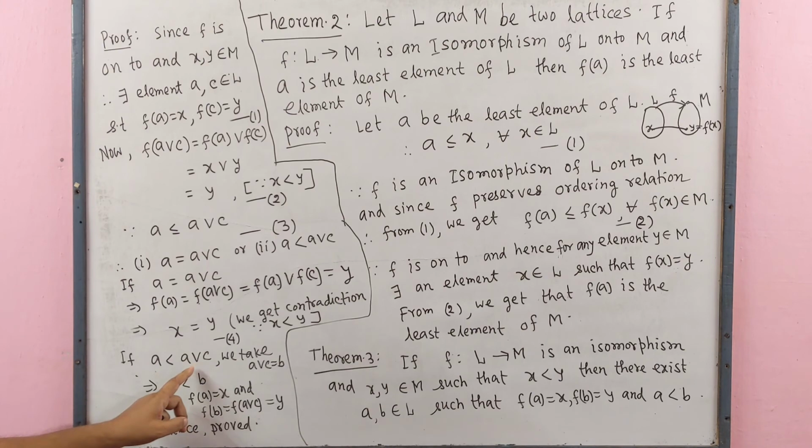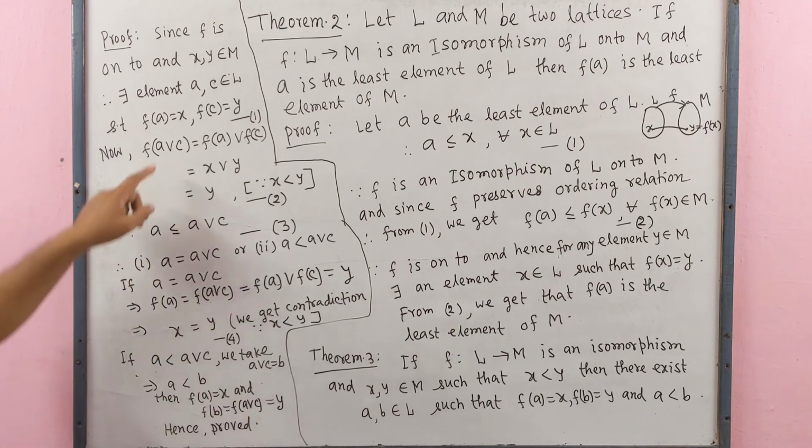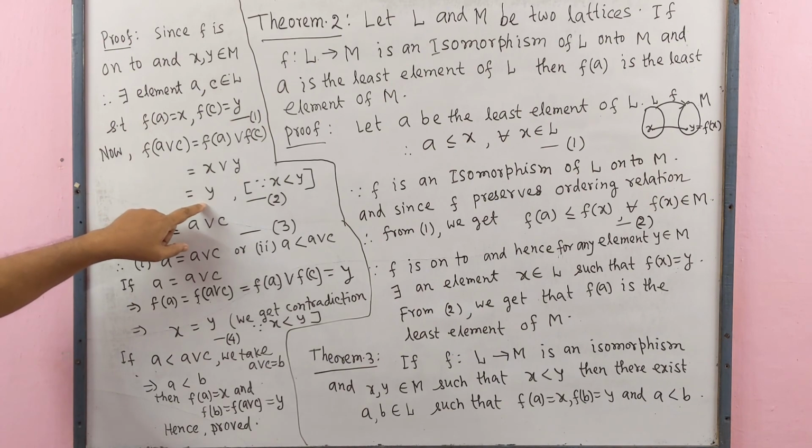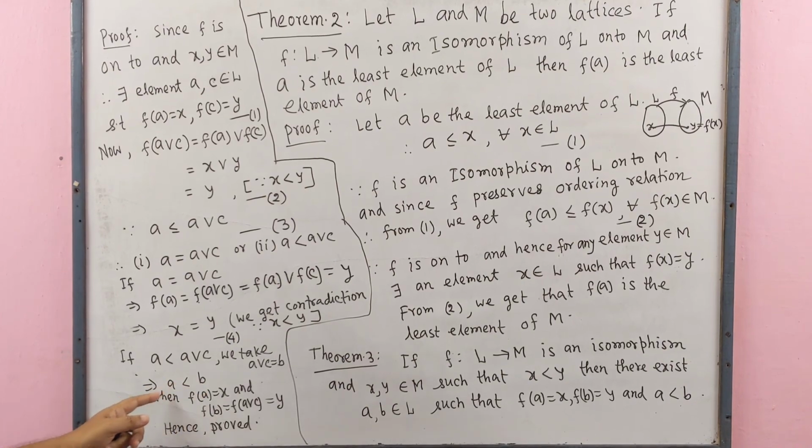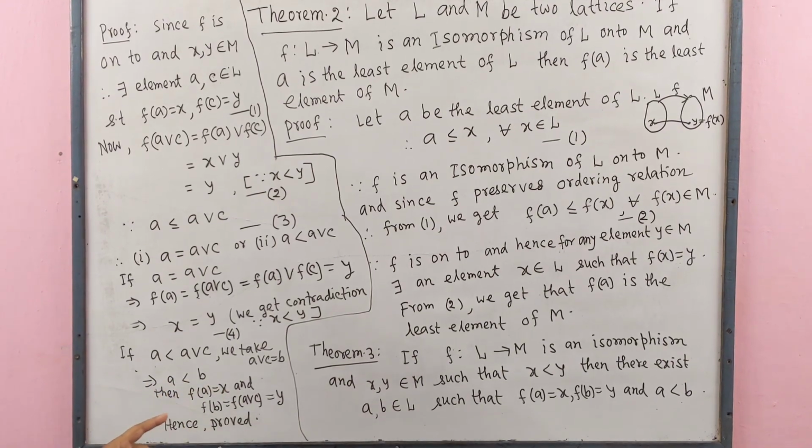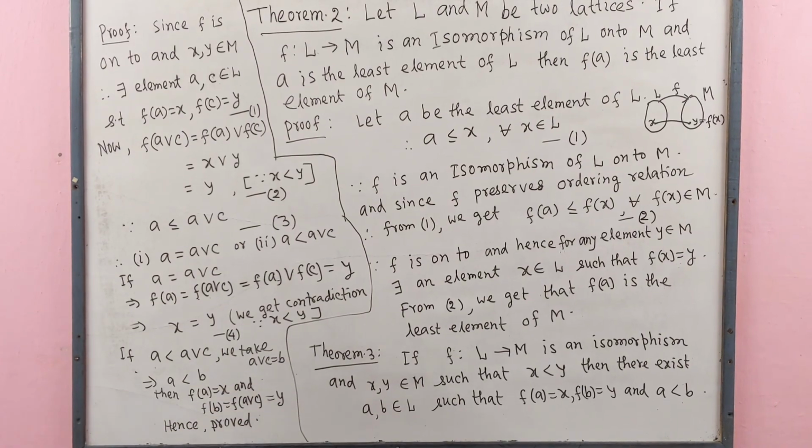If we take A less than A join C, we take A join C equal to B. So A less than B. Then FA equal to X and FB equal to F(A join C). Since B equal to A join C and F(A join C) equal to Y. Here F(A join C) equal to Y. Hence proved, that is A less than B, we get FA equal to X and FB equal to Y.